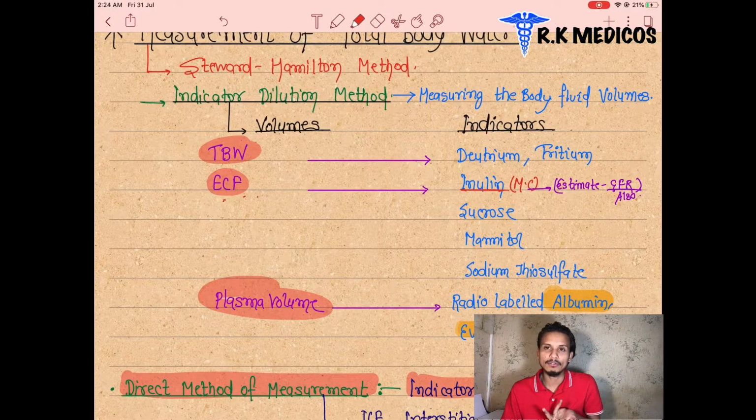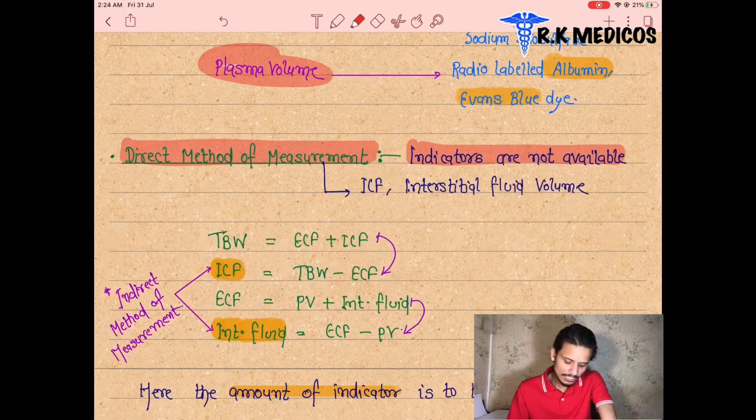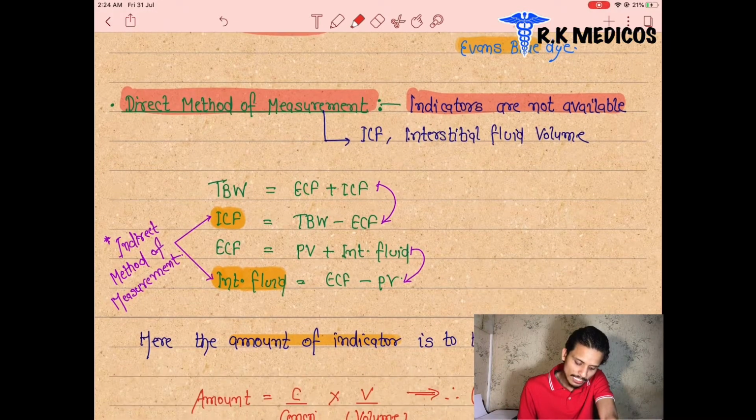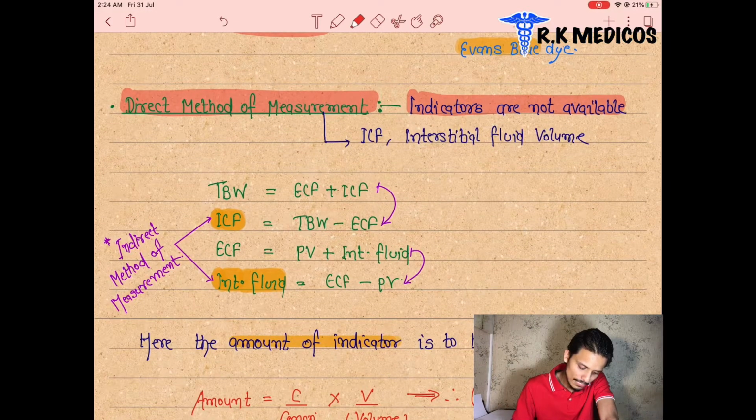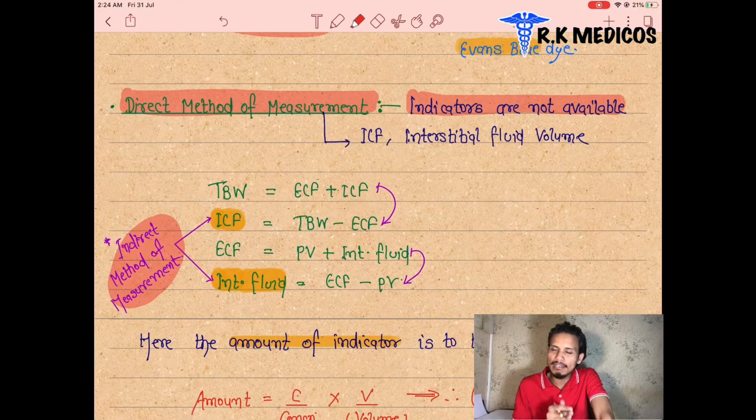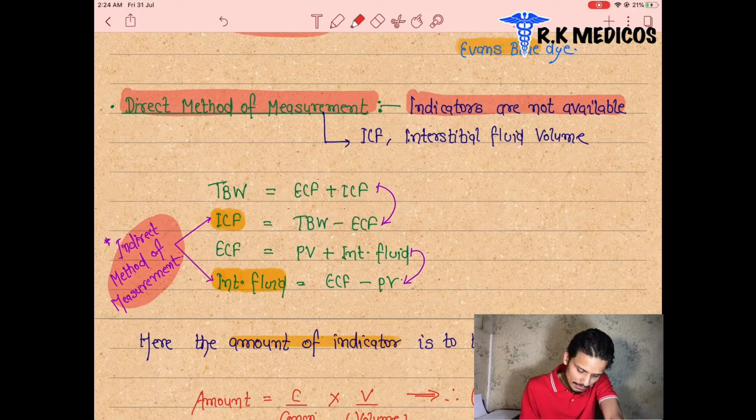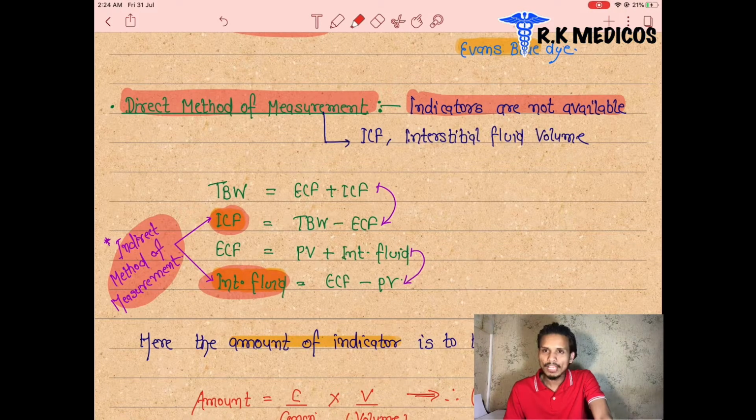So how are we going to calculate them? We are going to calculate them by some methods. What is the method? That is basically called the indirect method of measurement. In this, two volumes are calculated with indirect measurement, that is intracellular fluid and interstitial fluid. Now you have to learn something.